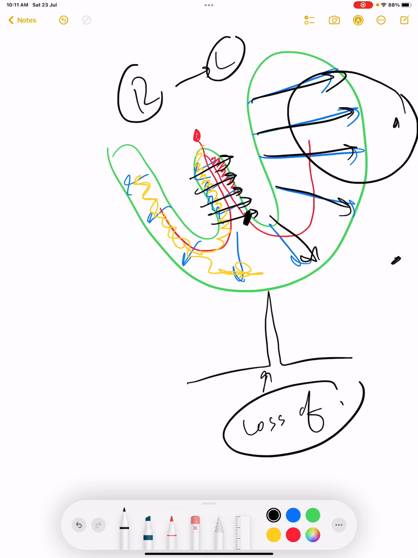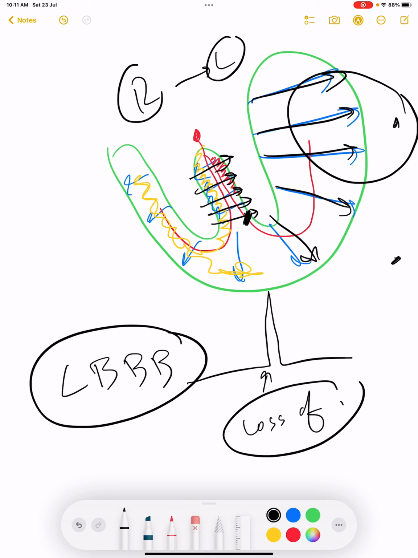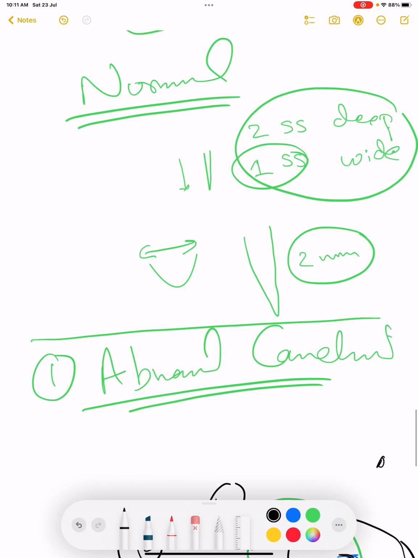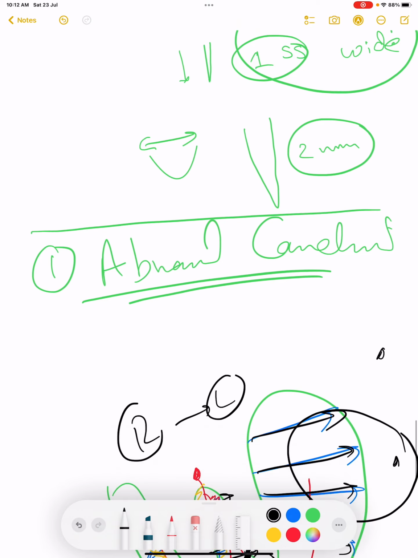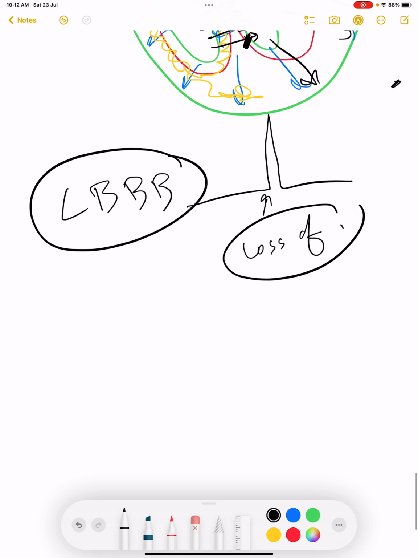There will be loss of normal Q wave. When will it happen? It will happen in left bundle branch block. So this is a type of conduction problem in which we will lose the normal negative Q wave. So again, the loss of this normal Q wave shows an abnormality, which is left bundle branch block.